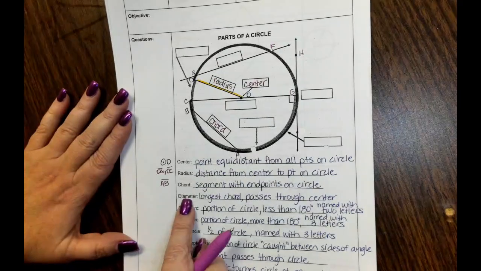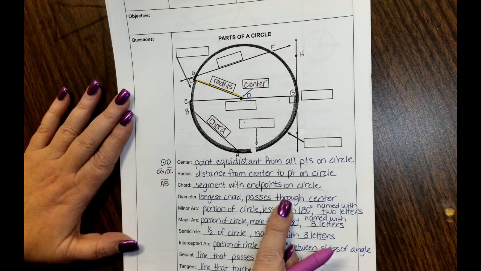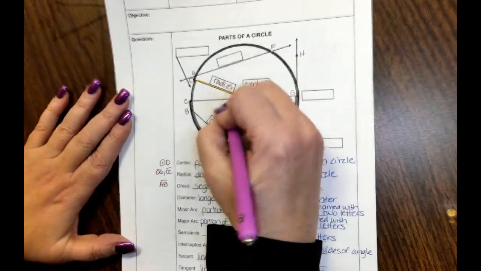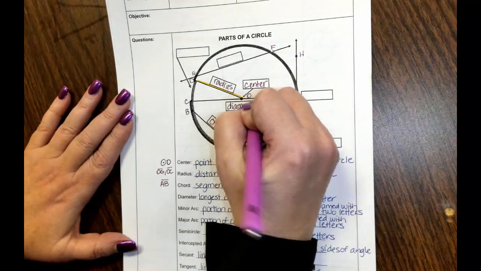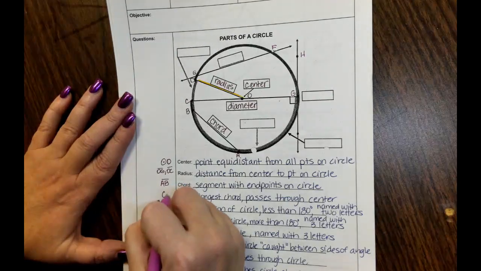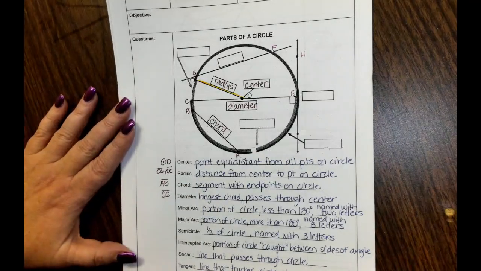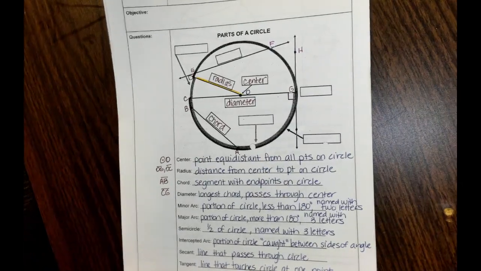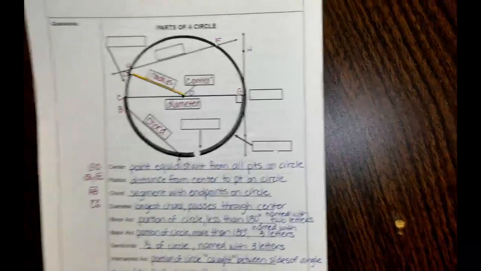Now our diameter is the longest chord that's in a circle because it passes through the center. So this is our diameter. It is a chord, but it passes through the center of the circle. So in this case, we would say it is segment CG or GC. Okay. Then we have our arcs.